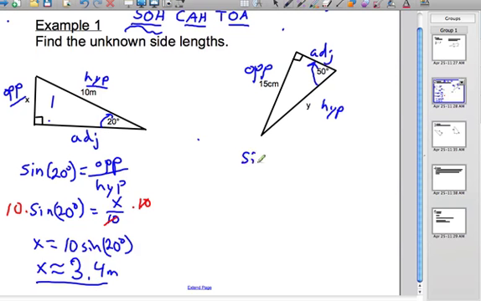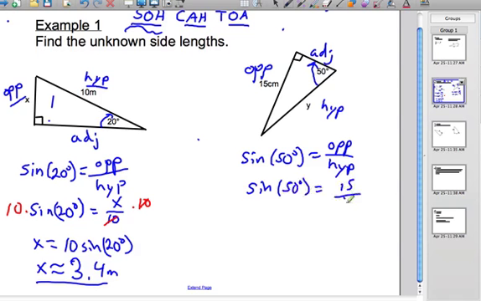So we're going to have sine 50 degrees equals opposite over hypotenuse. Now let's be careful about this one. Some people like to automatically put the y out of 15, but we have to follow the ratio. It's opposite over hypotenuse, so it's going to be 15 out of y, the other way around. Sine 50 degrees equals 15 out of y.